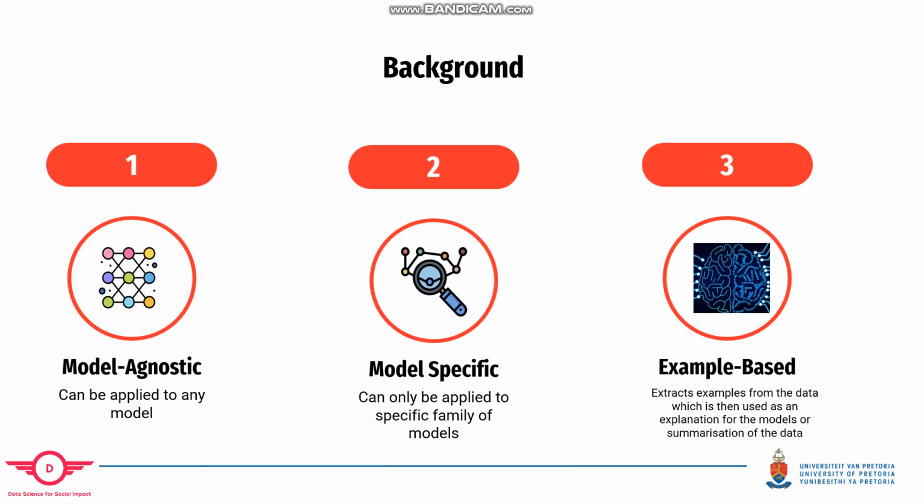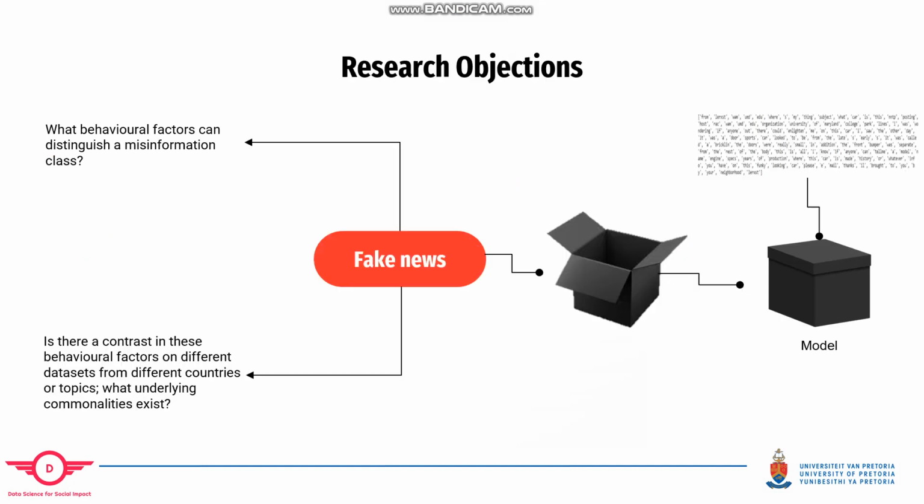There are three main techniques which can be used to explain a model. Firstly, model-agnostic techniques, which can be applied to any model. Model-specific, which can be applied to only a specific family of models. And lastly, example-based techniques, which extract examples from the dataset to try and achieve human interpretability.